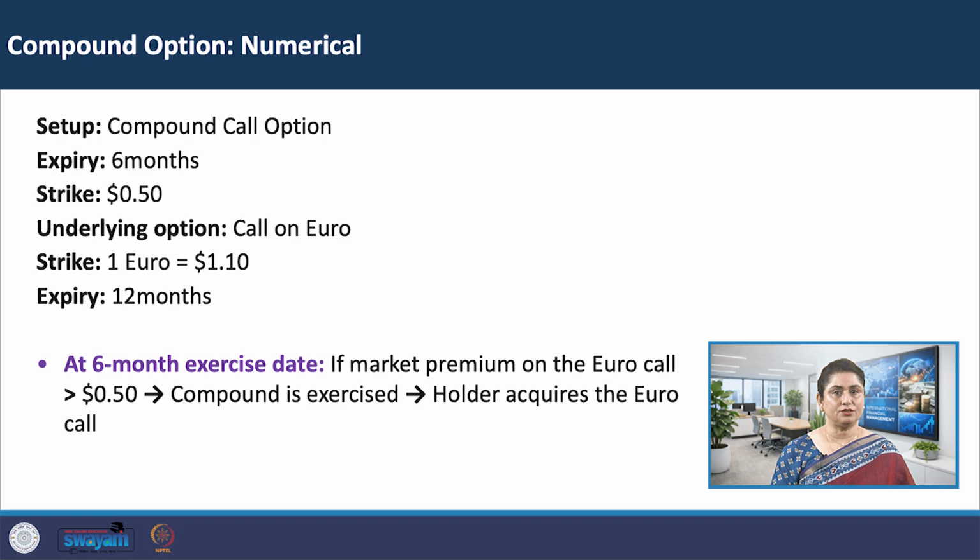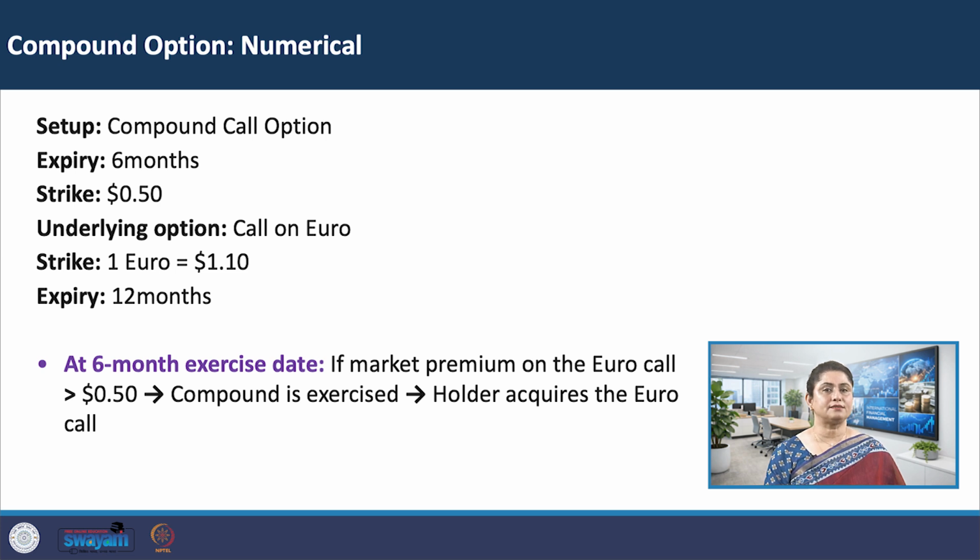So let me illustrate with a numerical example. Suppose you buy a compound call option today. The compound option has an expiry of 6 months and a strike price of 0.50. The underlying option is a call on euro with a strike price of 1 euro equal to 1.10 and expiry of 12 months. What does this mean? At the end of the 6 months, you have the right to buy the euro call option at the price of 0.50.